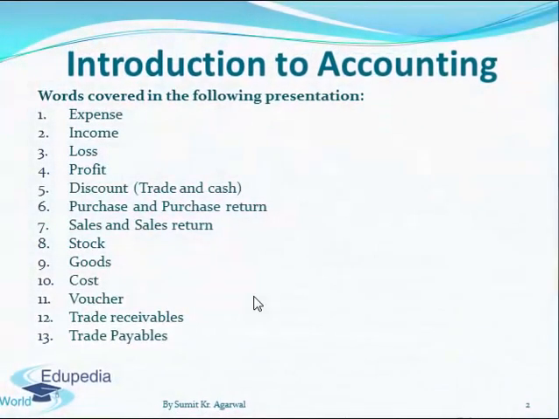Today we are going to learn some more terms of accounting. The words we have covered today are expense, income, loss, profit, discount, both trade and cash, purchase and purchase return, sales and sales return, stock, goods, cost, voucher, trade receivables, and trade payables.